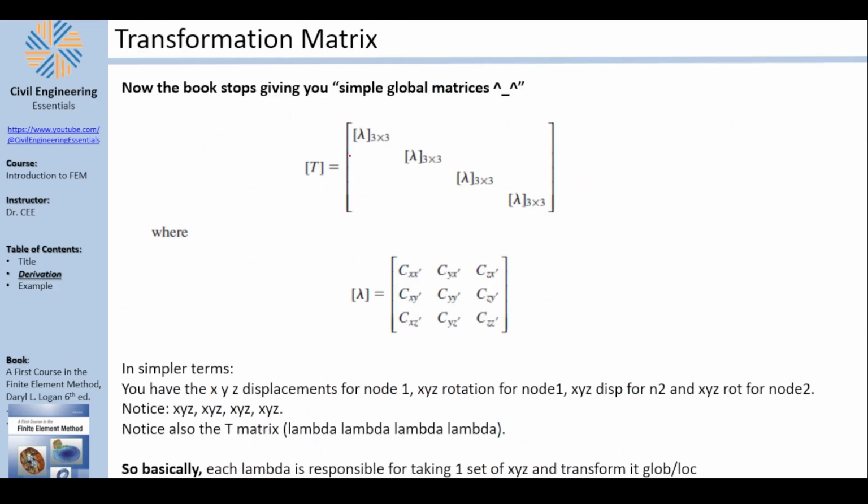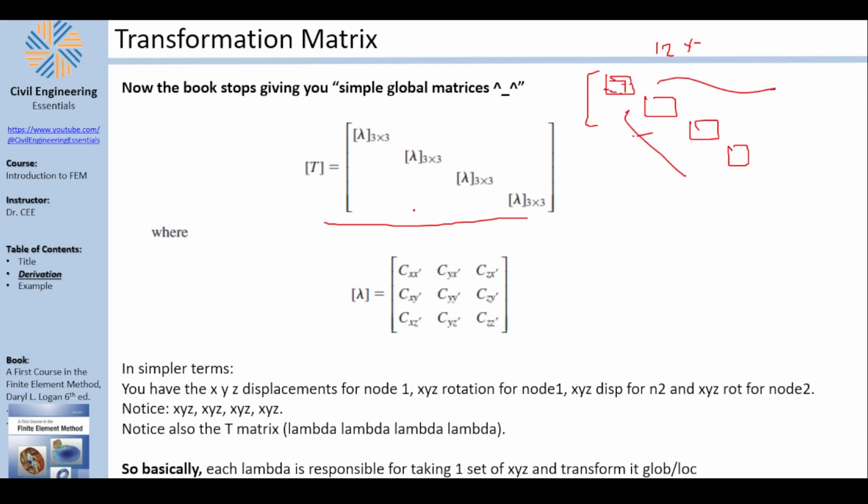The transformation matrix gives you this big thing. What it's trying to tell you is that the transformation matrix is a 12 by 12 matrix having 4 blocks of 3 by 3. There are values in the 3 by 3 blocks. What about the rest? The rest are zeros. Now, why do those blocks exist? Before I explain that, what are those blocks? It gives you yet again a 3 by 3 matrix of CXX, CYX, CZX, some sort of cryptic stuff that I will explain in a moment. Now, what is this lambda?